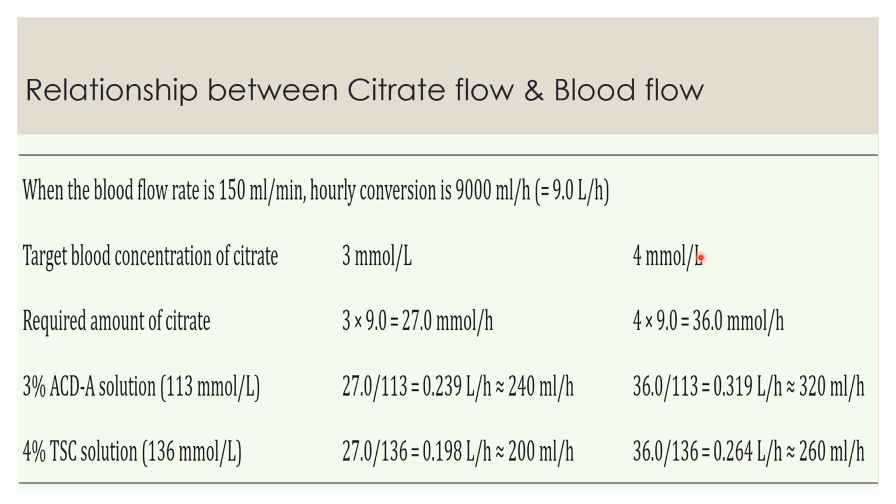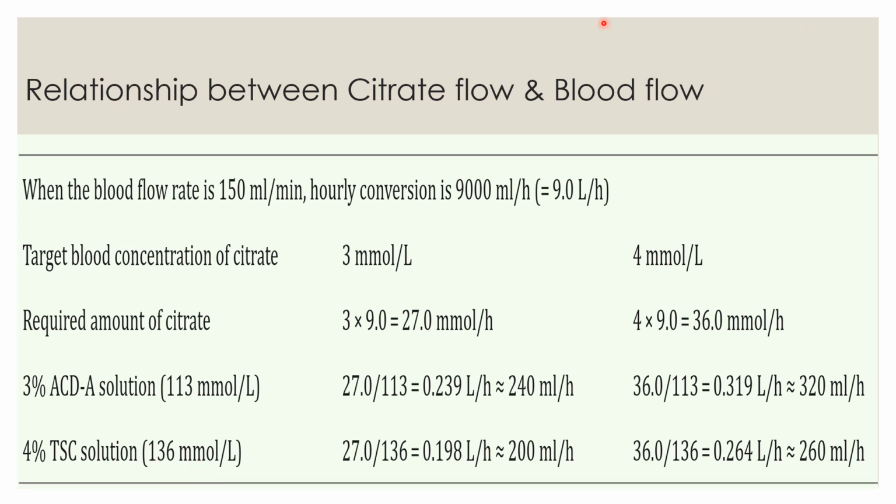Assume we decide to keep citrate concentration at 3 millimole per liter, then the required amount of citrate for the 9 liters of blood flow will be 3 multiplied by 9, and it will be equal to 27 millimole of citrate per hour. As I discussed, the citrate concentration in the 3% ACD solution and 4% TSC solution is 113 millimole per liter and 136 millimole per liter respectively.